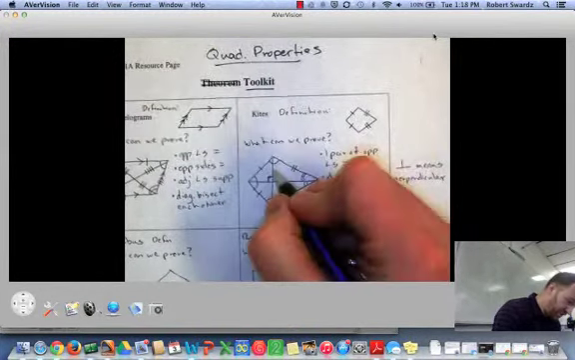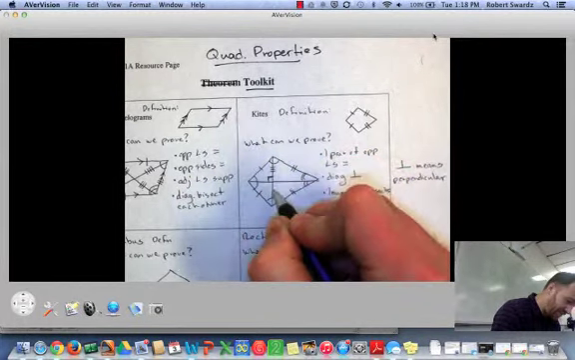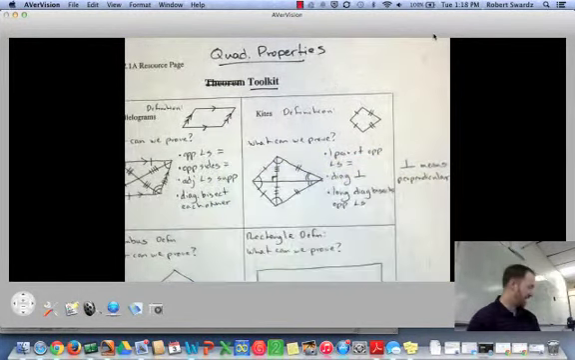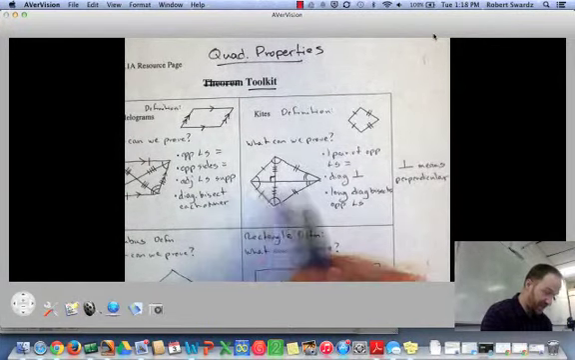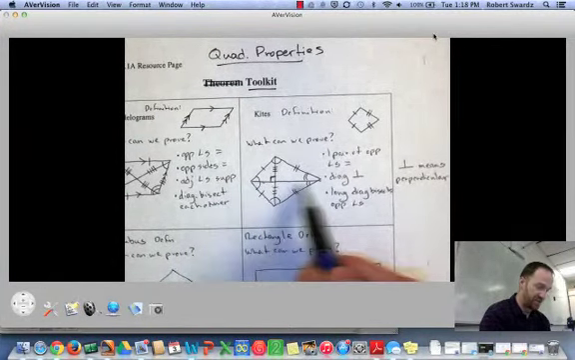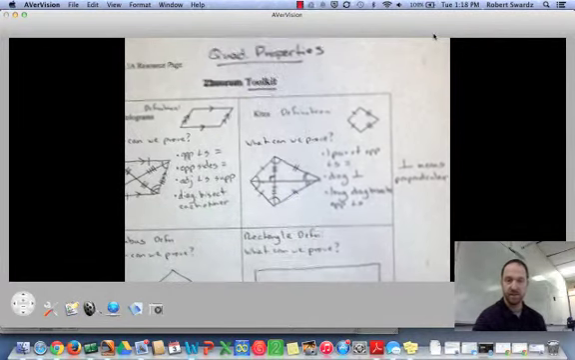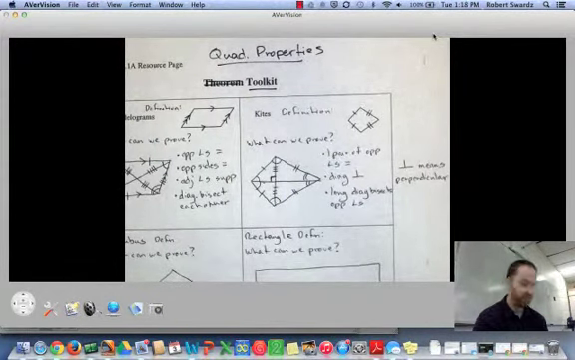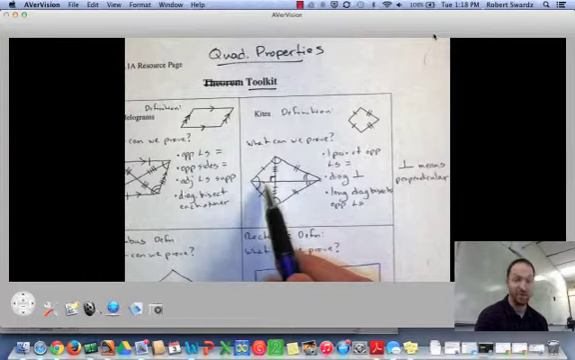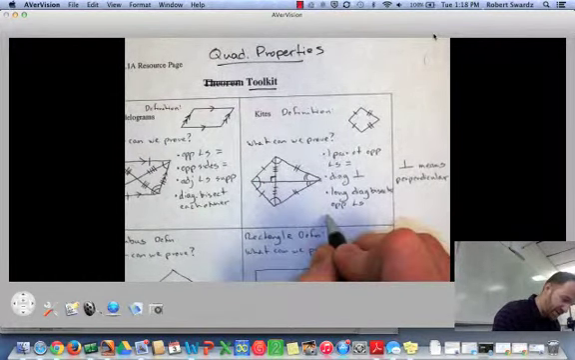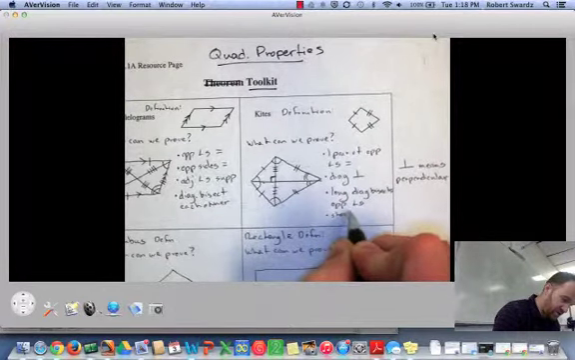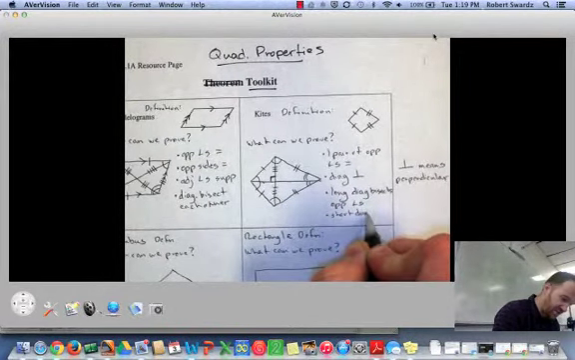Another thing we could prove is that this short diagonal is cut in half by the long one. Now, the long diagonal isn't cut in half. We can see that one's shorter than this one. We would have a hard time proving that those two have to be the same for a kite. In fact, you wouldn't be able to. So one more here. Short diagonal.